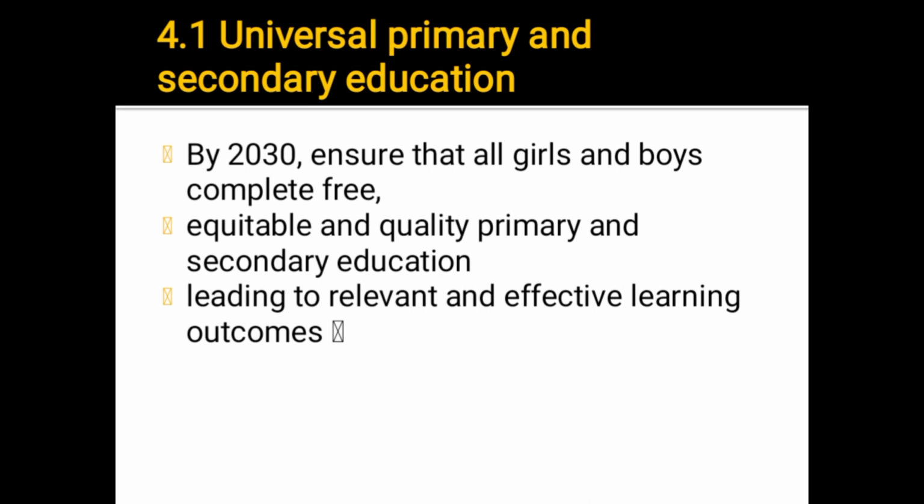Now, let us see universal primary and secondary education. What is the aim of this goal? By 2030, we should ensure that all girls and boys complete free, equitable, and quality primary and secondary education, which will lead them to relevant and effective learning outcomes.